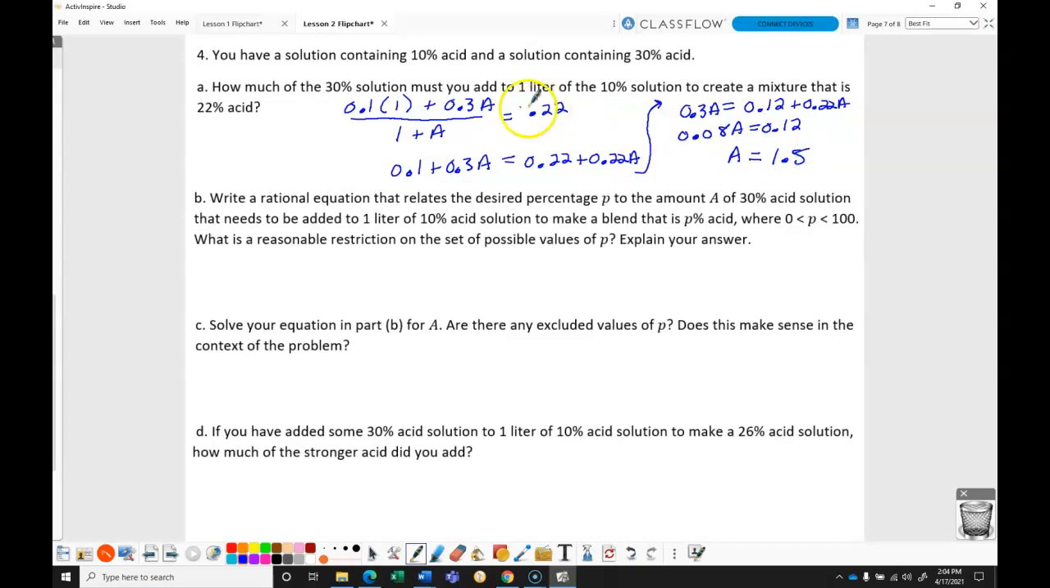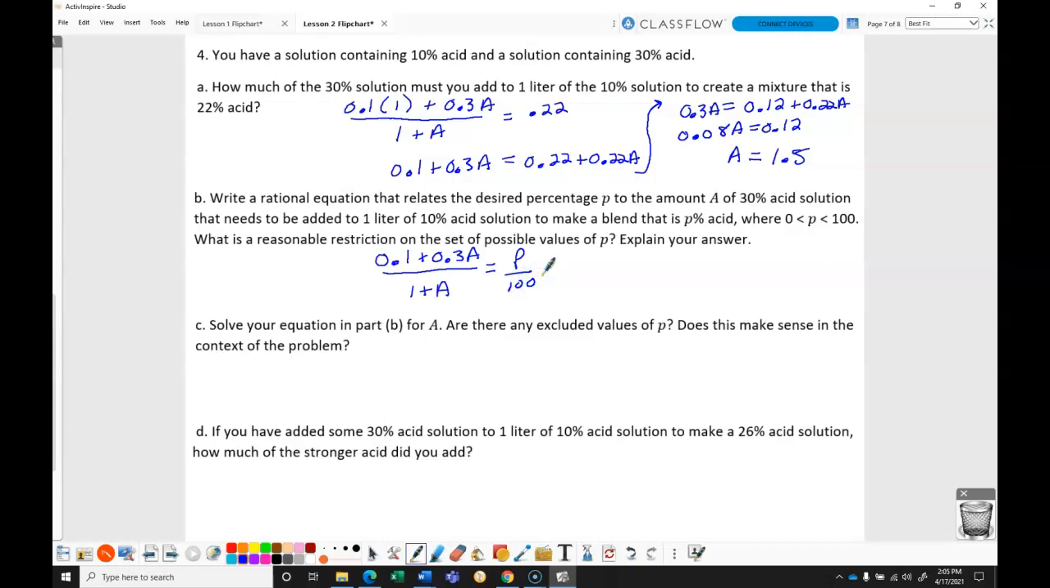So I need to add 1.5 liters of this solution to 1 liter of this solution to get a concentration of 0.22. So we're going to write that like we did the last time. We're going to write the expression and then figure out what a reasonable domain would be for that. So my expression is, I'm just going to go with the 1 here and do the multiplication. So 0.1 plus 0.3a over 1 plus a is equal to 0.22. Actually, we need to change that, right? Because that's what it's saying. Equals the percentage over 100.